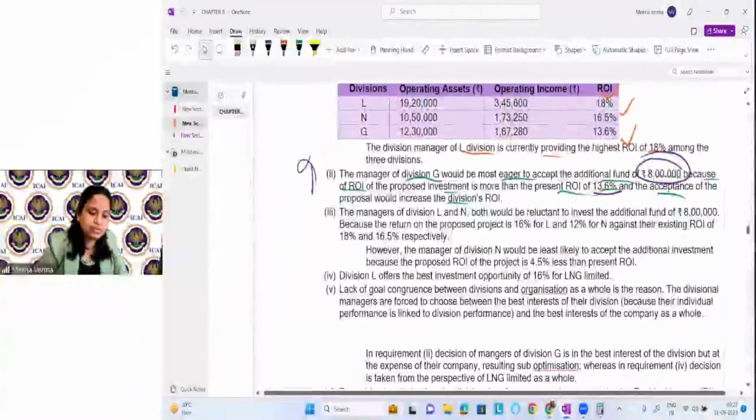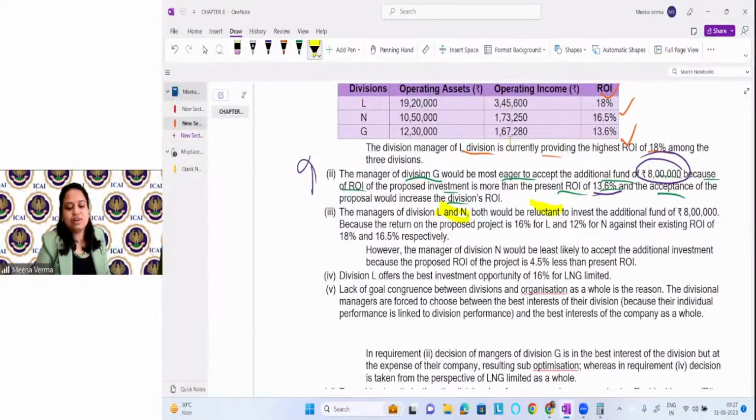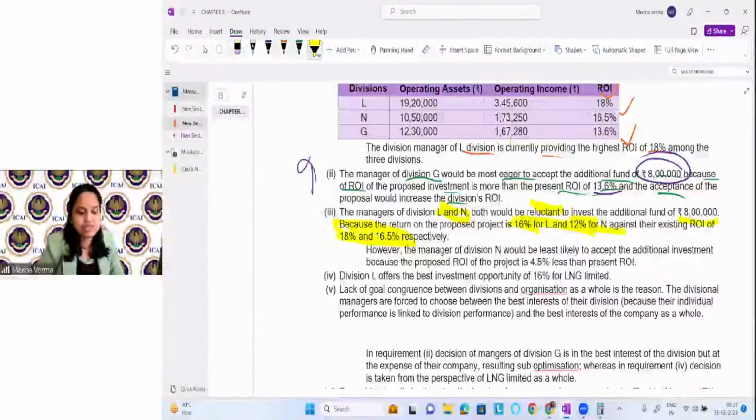You can see the managers of L and N both will be reluctant to invest in additional fund. Why? Because right now their ROI is high, right? But if they invest, their ROI will decrease to 16% and 12%, while their existing ROI is high. Existing is 18% and 16.5%. This is their existing ROI. If they invest, their ROI will decrease from 18 to 16% and from 16.5 to 12%, which is not good. ROI will decrease, which is not good, right?